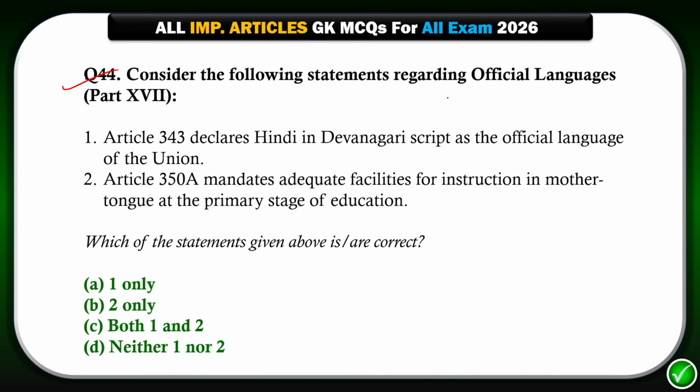44. Consider the following statements regarding official languages, Part 17. Article 343 declares Hindi in Devanagari script as the official language of the Union. Article 350A mandates adequate facilities for instruction in mother tongue at the primary stage of education. Which of the statements given above is correct? Option number C, both 1 and 2 are correct.